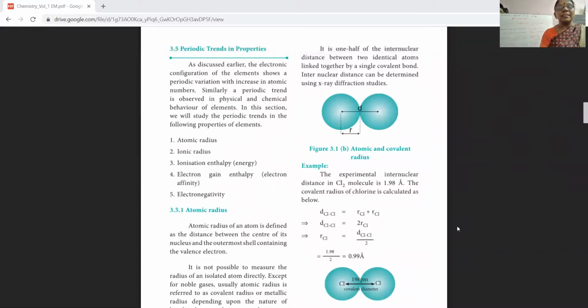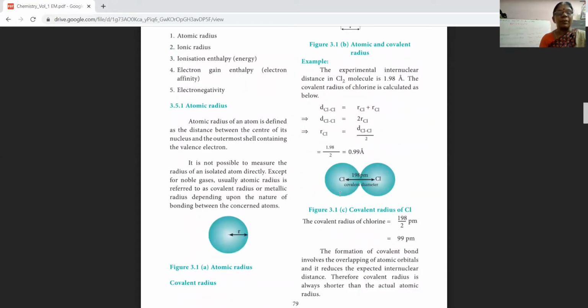Now, periodic trends in properties. As we discussed earlier, the electronic configuration of the element shows a periodic variation with increase in atomic number. Similarly, a periodic trend is observed in the physical and chemical behavior of elements. In this section, we will study the periodic trends in the following properties of elements: atomic radius, ionic radius, ionization enthalpy, electron gain enthalpy, that is called electron affinity, and electronegativity. The first one is atomic radius.